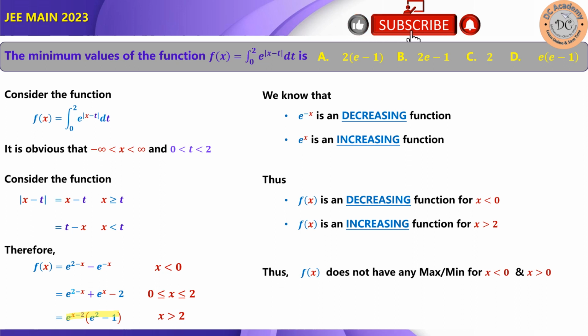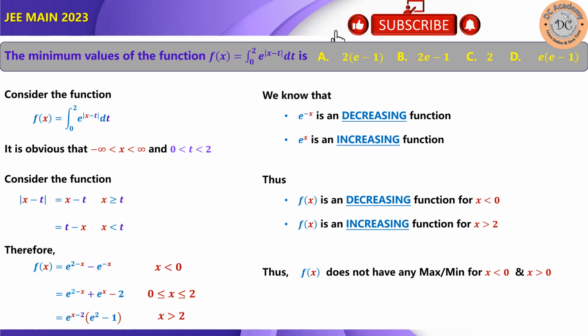Why so? Because that is a decreasing and an increasing function, we cannot have the maximum or minimum values. Also note that x is less than 0 and x is greater than 2, so it's defined on an open interval. In the open interval, I cannot say that f(0) is minimum or f(infinity) is maximum. Not possible. That's the concept.